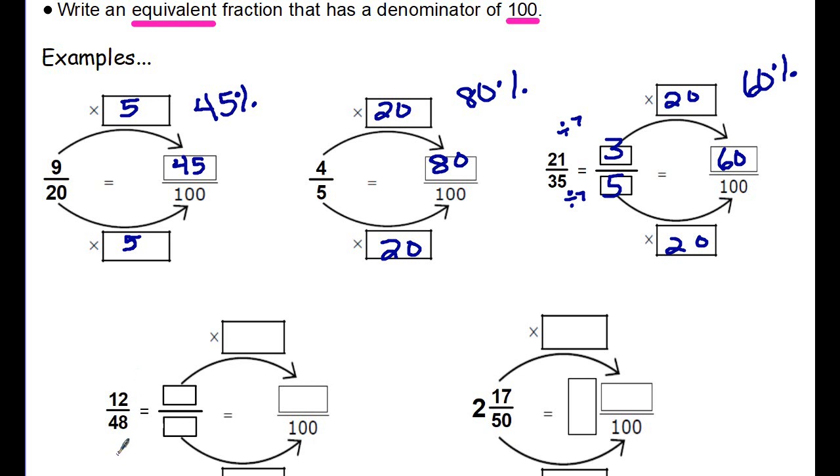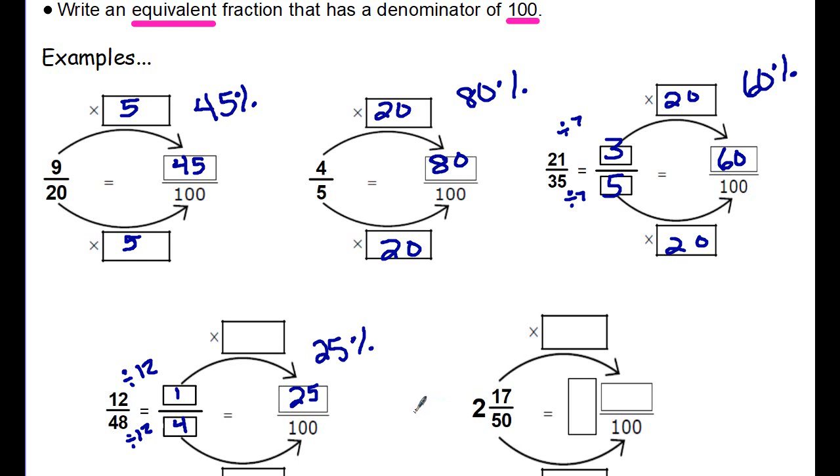12/48. Again, we're going to have to simplify. There's no whole number to multiply 48 by to get 100. So I look at my smaller number, 12. Is 12 a factor of 48? It is. So I can divide both by 12. 12 divided by 12 gives me 1. 48 divided by 12 gives me 4. 1/4. I know what that is because that's a benchmark. When I see 4 as my denominator, I think of quarters, right? And this is 1/4, which is worth 25 cents. 25 out of 100, there's my percent, 25%.